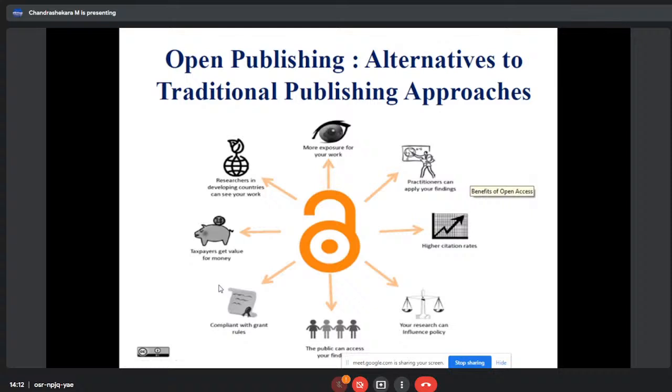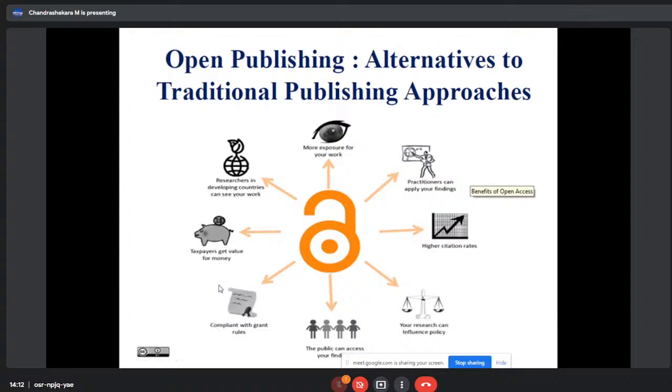Open access publishing is an alternative to the traditional publishing approaches. I told you many times, because open access publishing is really an alternative to the traditional publishing approaches, because many traditional publishers are concentrated mainly on the printed publications. So the publishers, or the institutions, are mainly concentrated on publishing the articles in printed journals. Okay, this is what we can see.